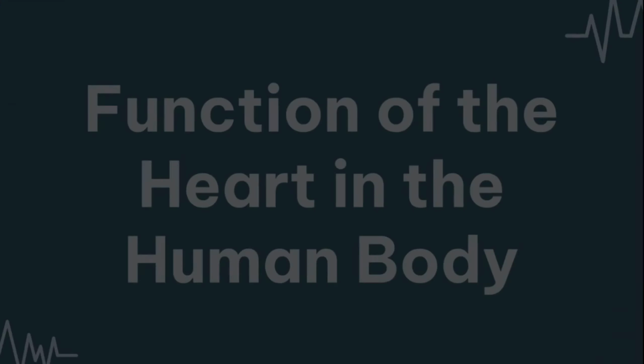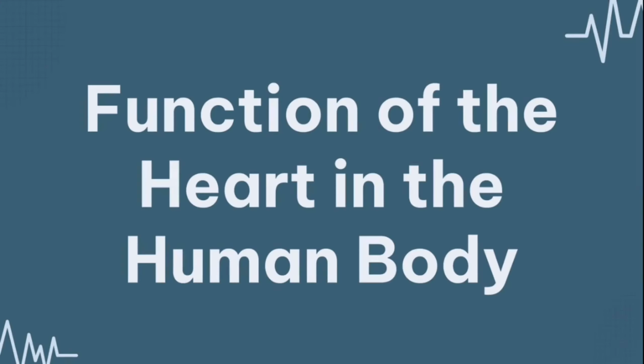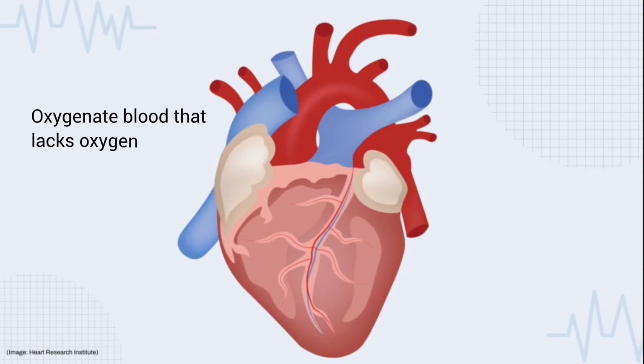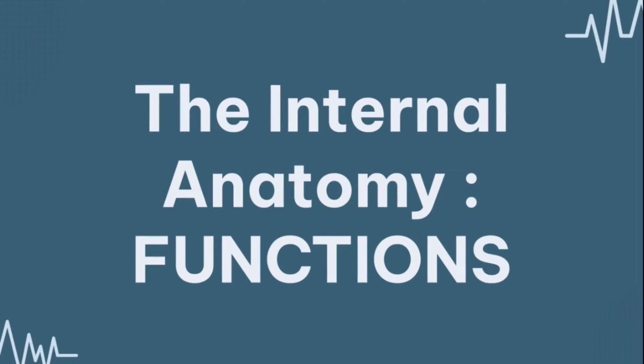Now, the main purpose of the heart is to oxygenate blood that is depleted of oxygen, and then send that oxygenated blood to the rest of the body to keep all organs healthy and functioning. Knowing the main purpose, we can now better understand the functions of different internal features in the heart.